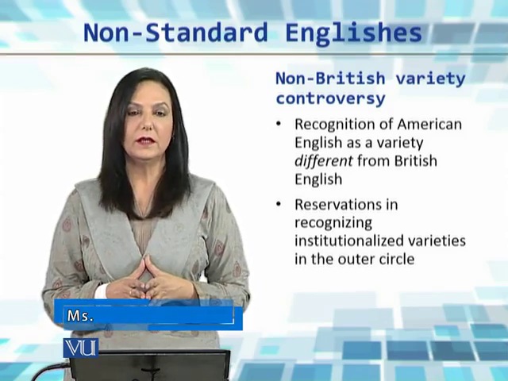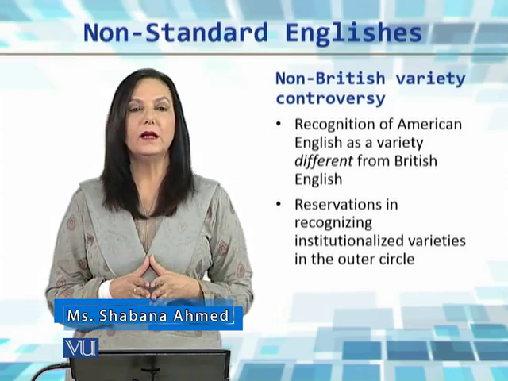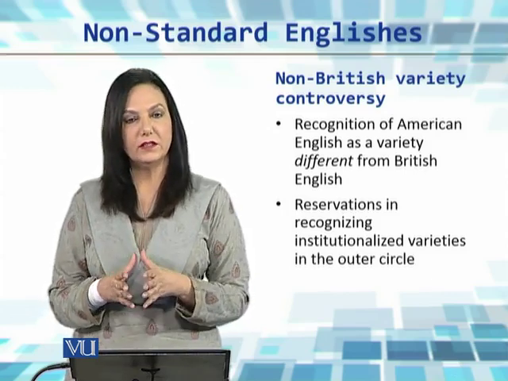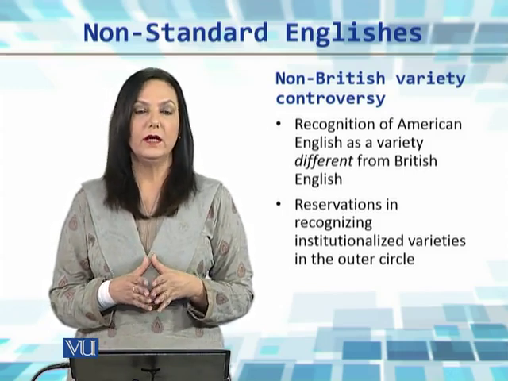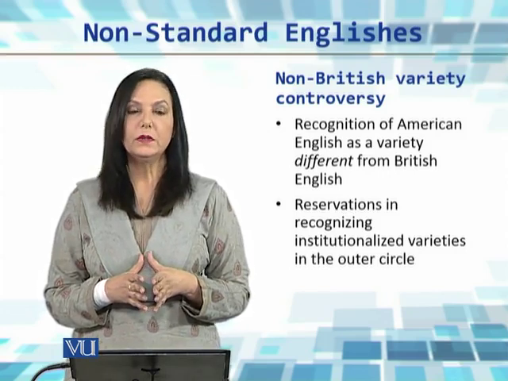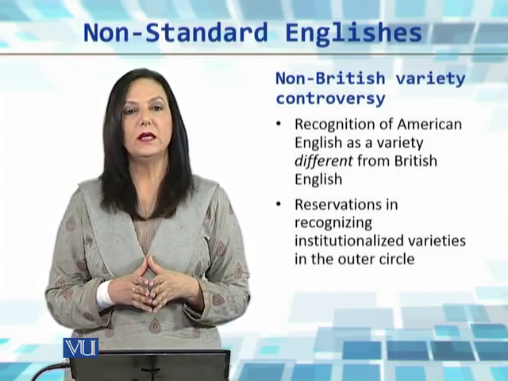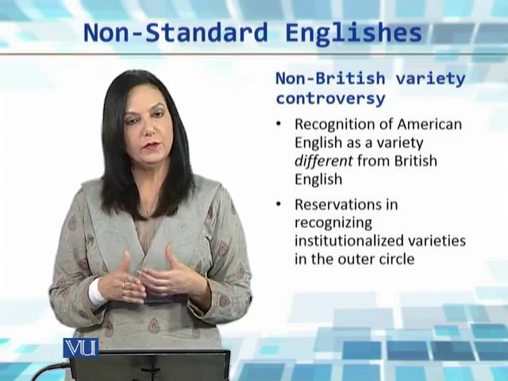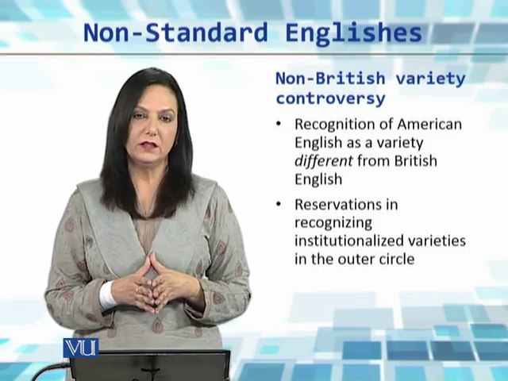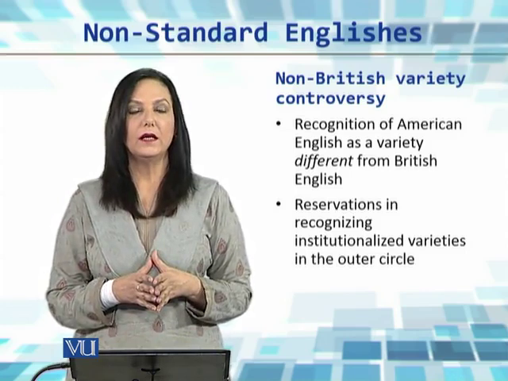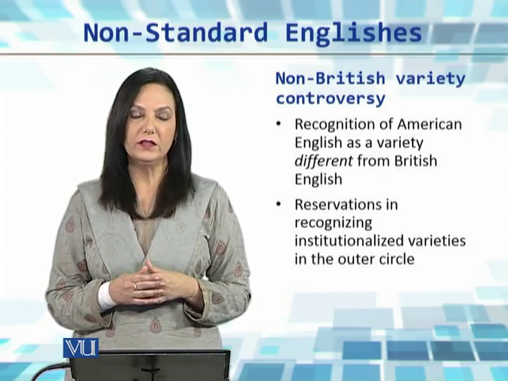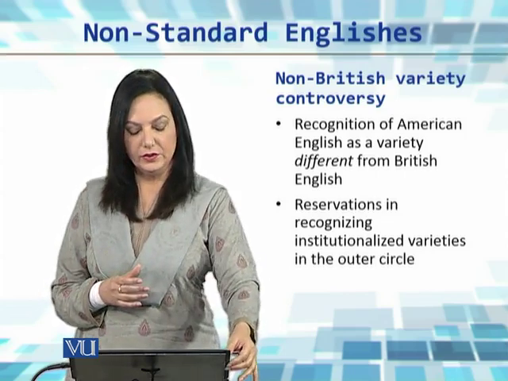You'll be surprised to know that even within America, the American people had reservations recognizing American English, and it was recognized as a variety of English which was different from British English. Perhaps it implied that if it was different from British English, it was not at par with British English. With the wider spread of English around the globe, especially in the outer circle countries, newer varieties of English also developed, and people showed the same kind of reservation in recognizing these varieties. Even the varieties which are institutionalized and are used as official languages, for example, in India, Singapore, Pakistan, even these varieties of English are not recognized as standard Englishes.